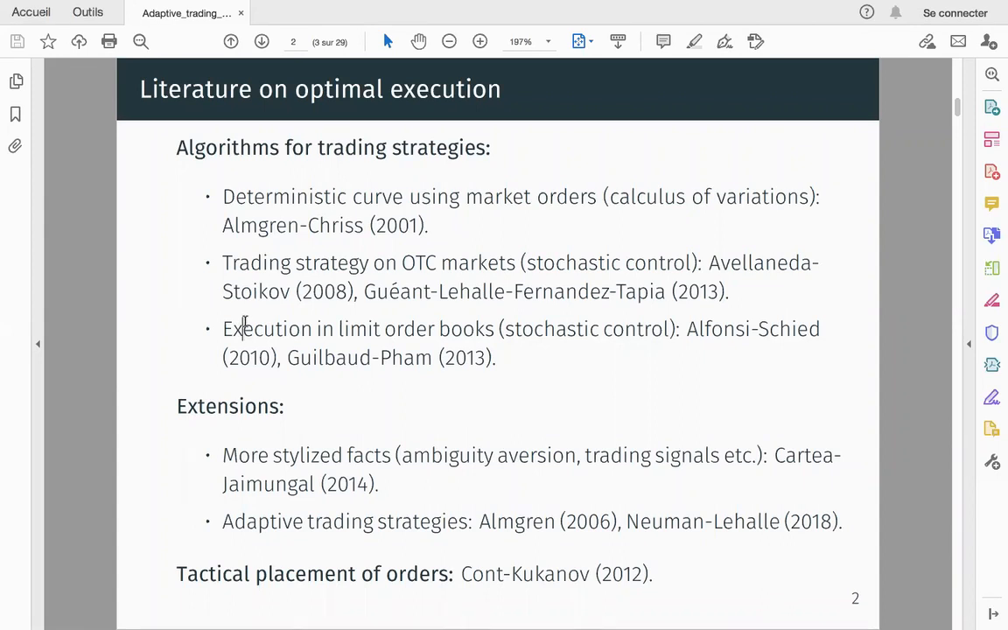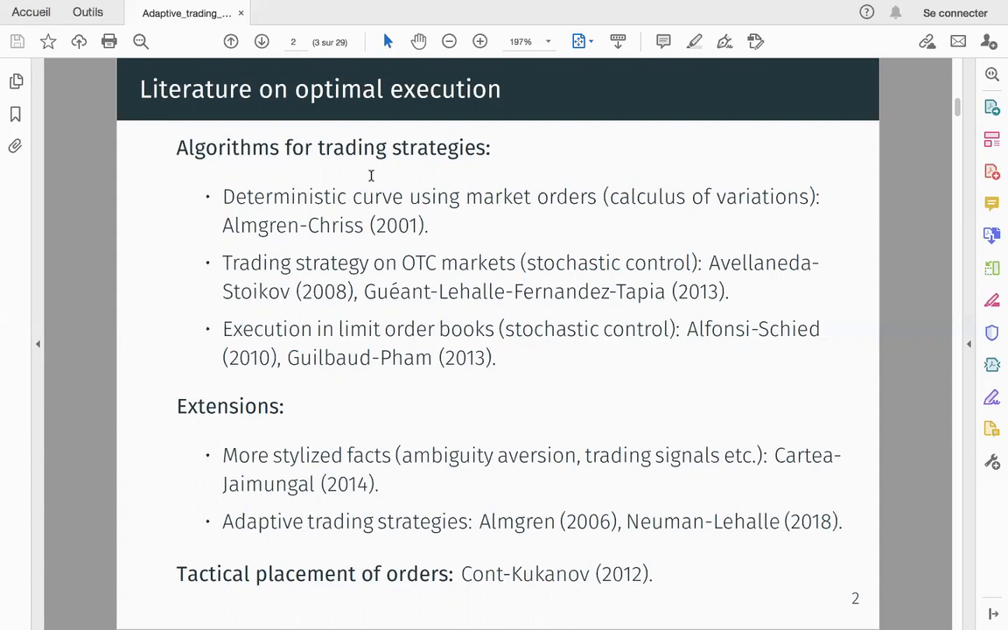Also, by setting inventory risk limits and a constant size of transaction, Guéant, Lehalle, and Fernandez-Tapia basically show that the solution of the Avellaneda-Stoikov problem is obtained by solving a simple system of ODEs. And the optimal quotes of the trader are approximately linear functions of his inventory.